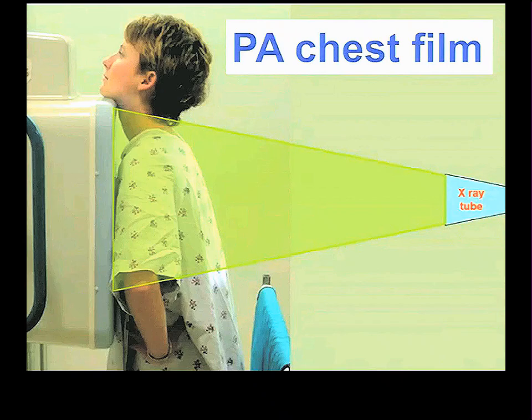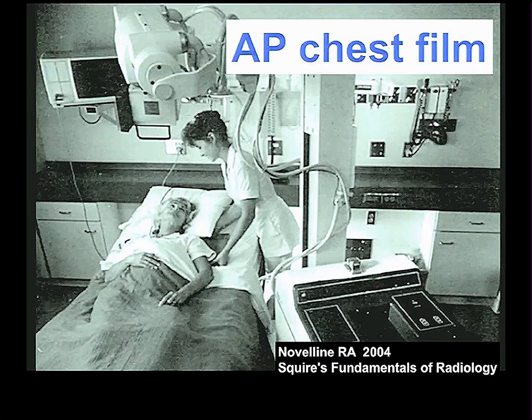That is not the only kind of chest film you can have. Here's a chest film that is done quite often on people who are sick and in the hospital, where the sensor plate is put on their back, and the x-ray tube is up above them, and the x-rays travel through their anterior surface before exiting the posterior surface, and that is called an AP chest film, and often called portable, because most portable chest films are AP.